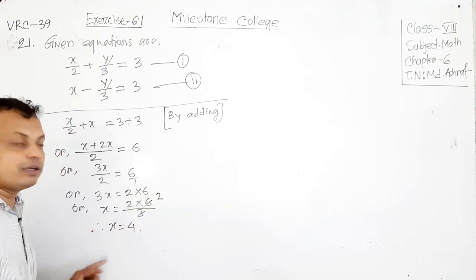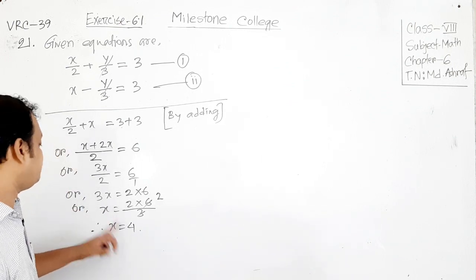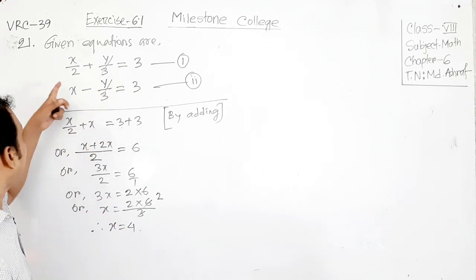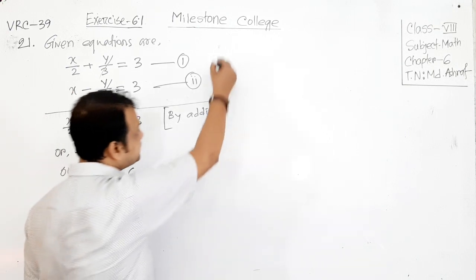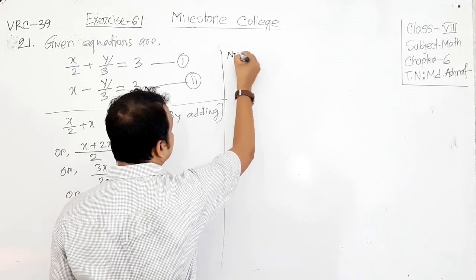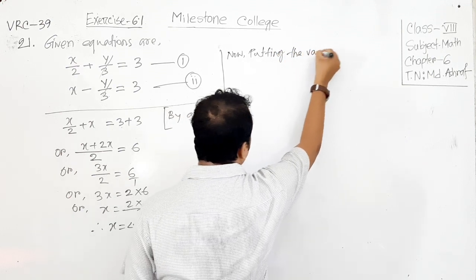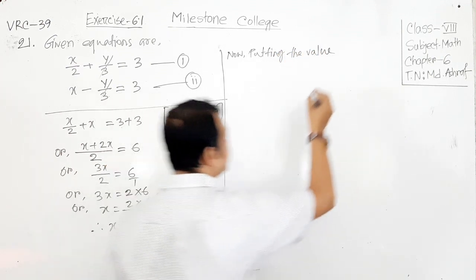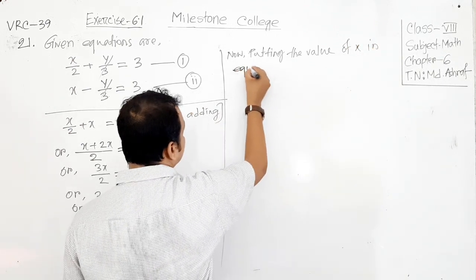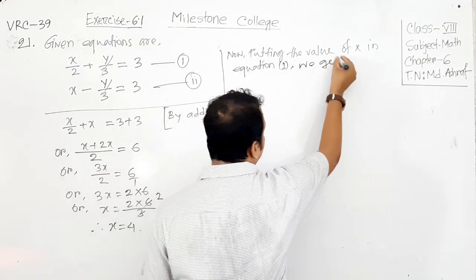We have got the value of one variable. Now we will find the value of another variable. So for finding this one, we can put the value of x in equation 1, or we can put the value of x in equation 2. So we can put the value of x in equation 1. Then what will we get? Now, putting the value of x in equation 1, what will we get?